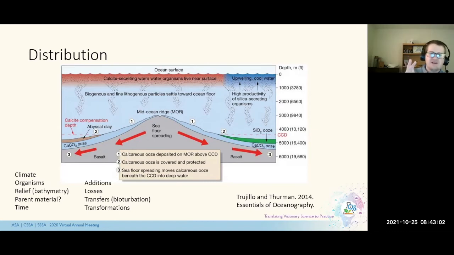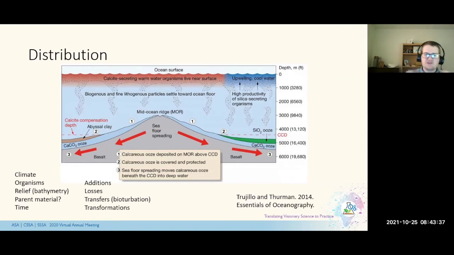If you have an ocean surface that's warm, then you're going to have calcite secreting organisms. And if it's cold, you're going to have silica secreting organisms. And that's going to determine what kinds of materials you find on the bottom. And if it's shallow ocean, like you find at the mid-ocean ridge, where those seafloor spreading ridges rise up towards the surface, then you're going to have carbonates near the surface. But as you move away from that and you get into deeper water, those carbonates will be blanketed by, in warm water, calcite, and cool water, silica, and preserved.